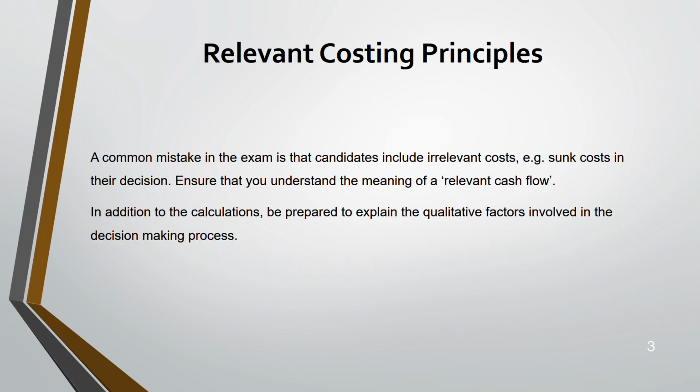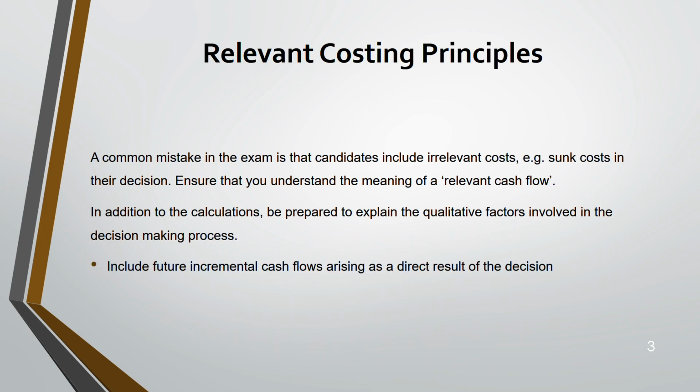Under this relevant costing, you will be asked questions to calculate. You should be able to do that, as well as explain the qualitative factors involved in the decision making process. This includes future incremental cash flow arising as the direct result of that decision. If this decision was not carried forward, you might not incur this cost. If you're incurring this cost because of that decision, then it is relevant.